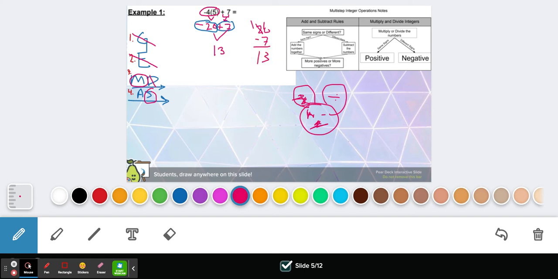Now I got to think my last question, are there more positives or are there more negatives? There's more negatives, so my answer has to be negative 13, okay? I did not use addition, so I need to cross that out. So this is my answer for example 1.